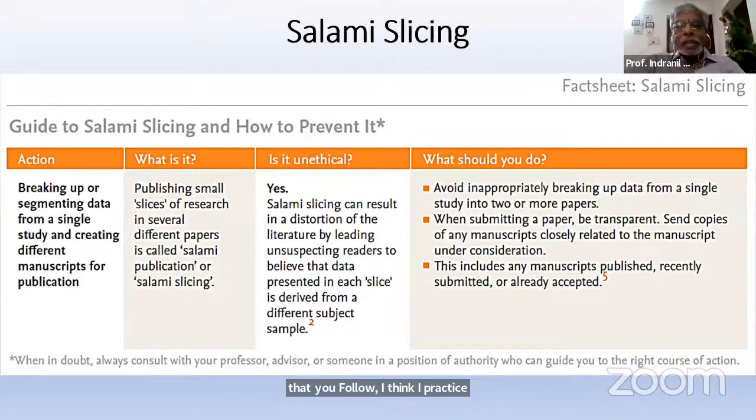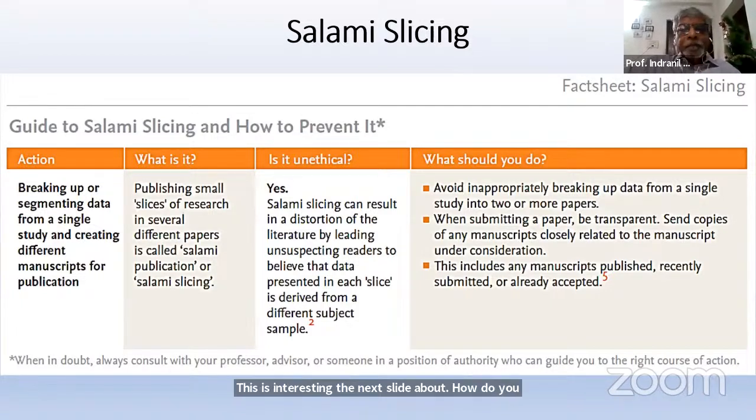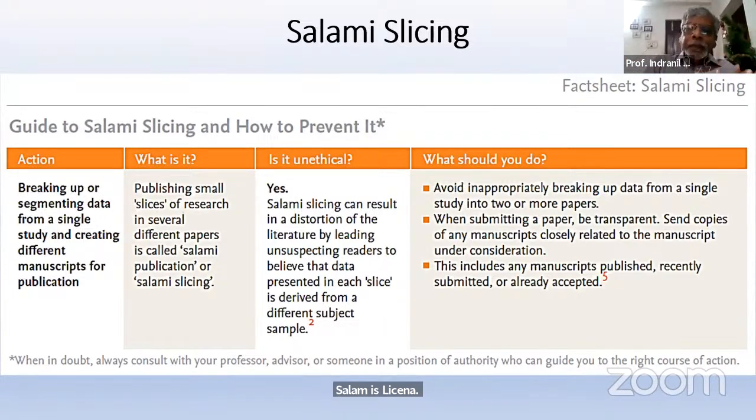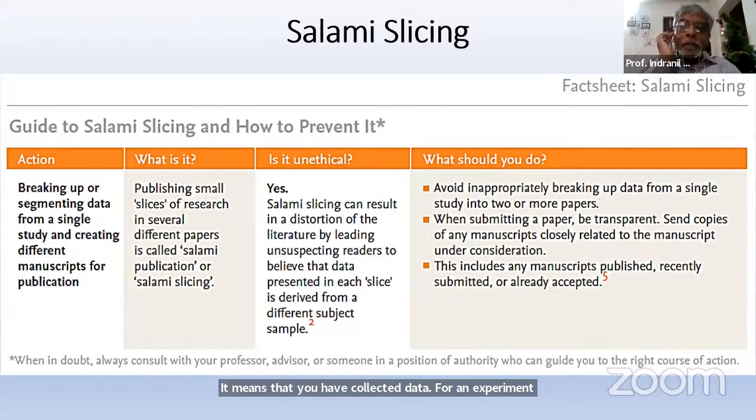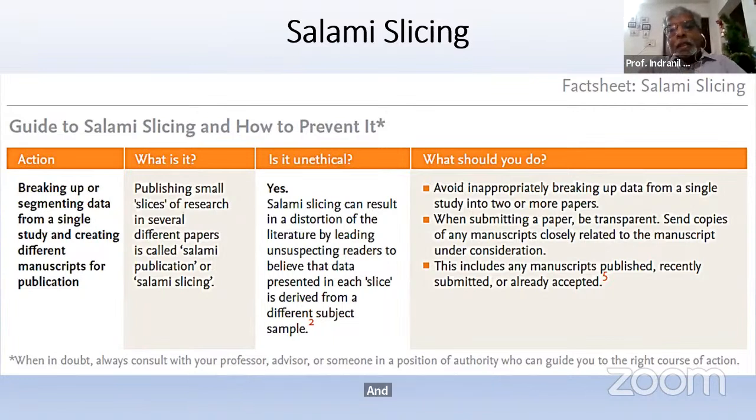This is interesting, the next slide, about what you call salami slicing. Now, what does this mean? It means that you have collected data for an experiment. You have done the experiment, you have done the data analysis, you have got the results, and now you are in a position to write a manuscript and submit it to a journal. But then you want to generate multiple publications from that single study.